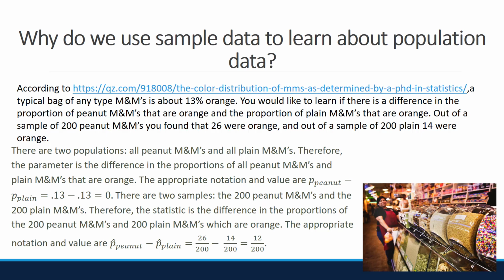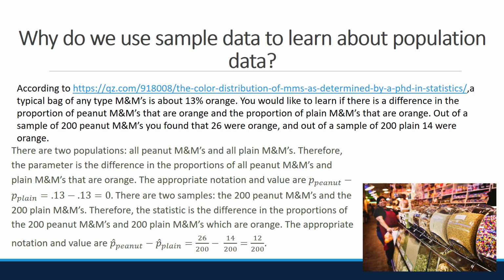For this example, there are two populations, all peanut M&Ms and all plain M&Ms. Therefore, the parameter is the difference in the proportion of all peanut M&Ms and plain M&Ms that are orange. The appropriate notation and value are p subscript peanut minus p subscript plain, which is equal to 0.13 minus 0.13, which is equal to 0.